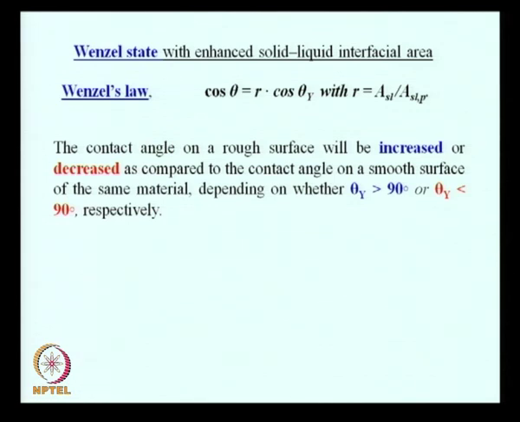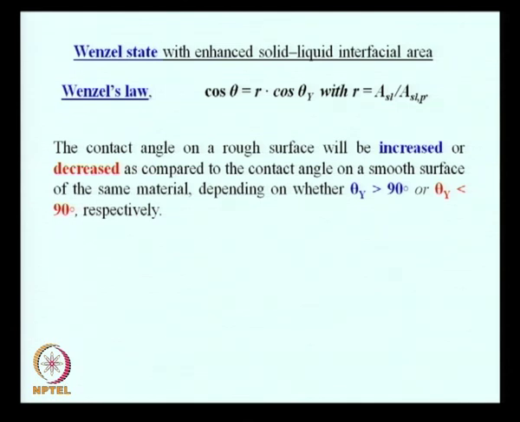Now, you can see by looking at this equation that the contact angle on a rough surface will increase depending on whether your equilibrium contact angle is greater than 90 degrees or less than 90 degrees. So, what you see here is that, let us say the contact angle is more than 90 degrees. So, it is a hydrophobic surface without any superstructures on it, without any structures on it.